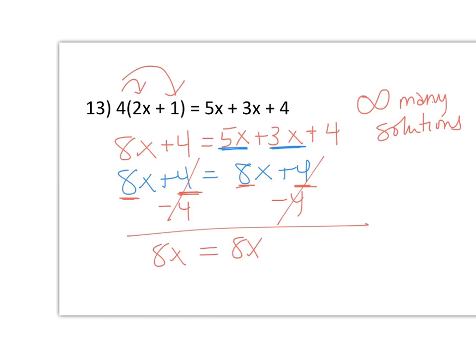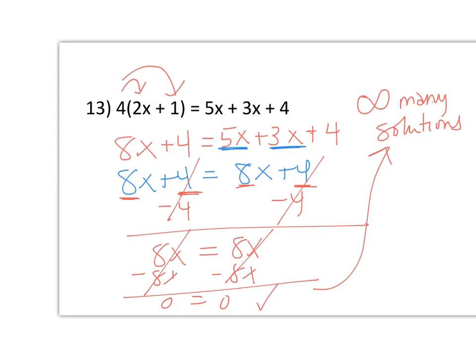Now I've got to get rid of my variables and get them on one side. So I'm going to subtract 8x. And these are gone. I'm left with 0. 8x take away 8x is 0. So 0 is equal to 0. That's a true statement. That supports this conclusion that I have infinitely many solutions.